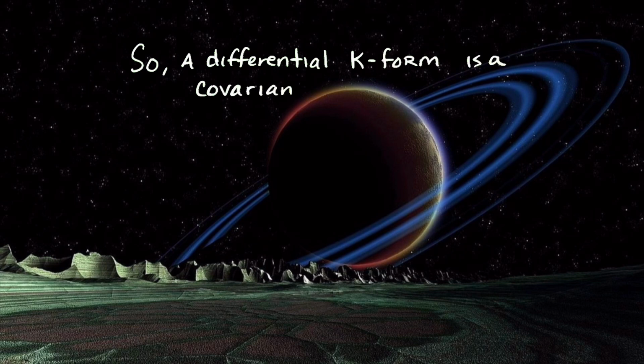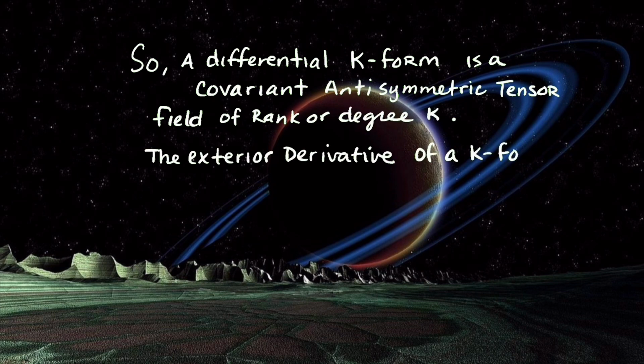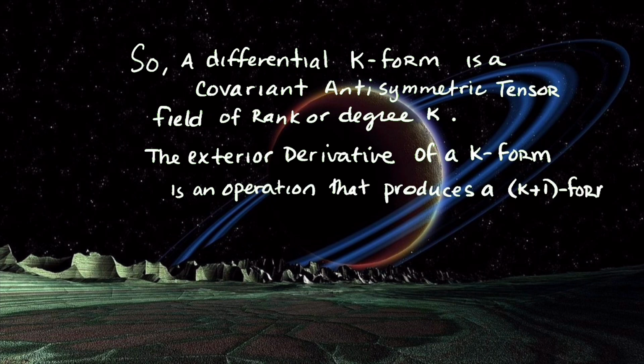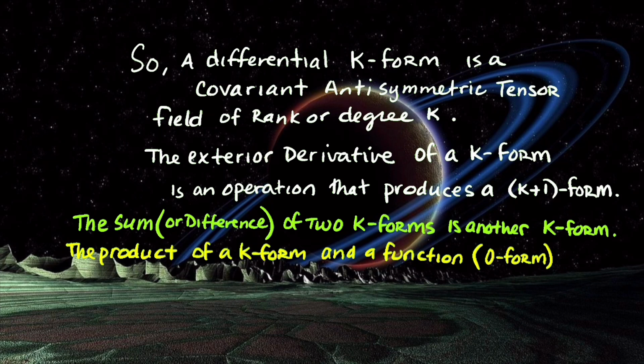So a differential k-form is a covariant antisymmetric tensor field of rank or degree k. And the exterior derivative of a k-form is an operation that produces a k plus 1 form. It lifts up the k form into a k plus 1 form. The sum or difference of 2 k forms is just another k form, and the product of a k form with a function, a 0 form, is just another k form as well, a scalar product.